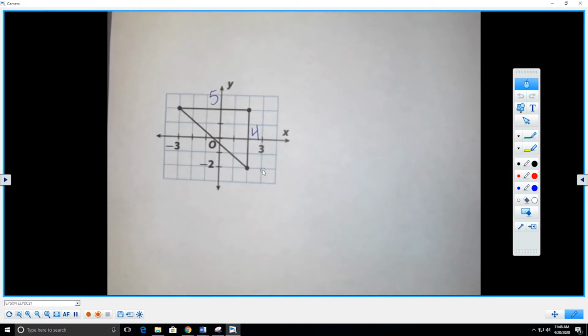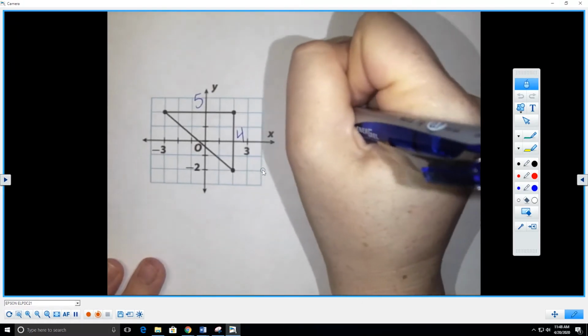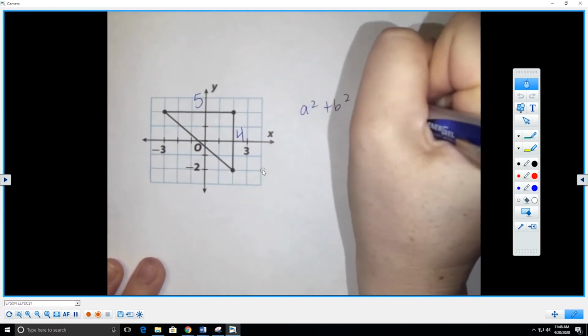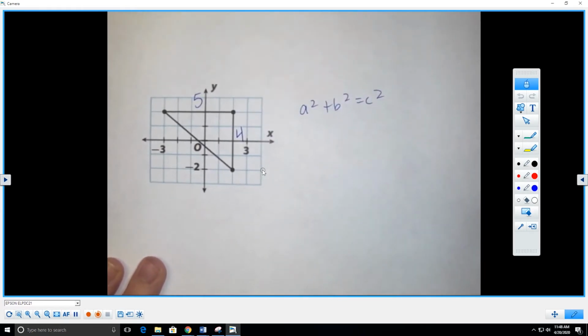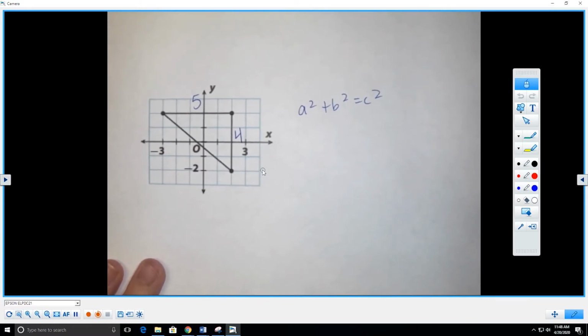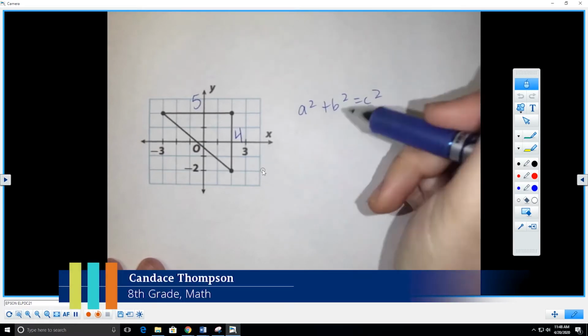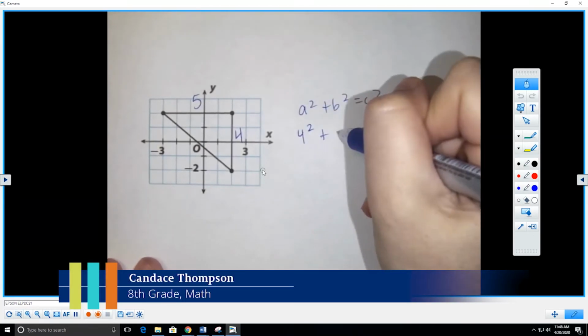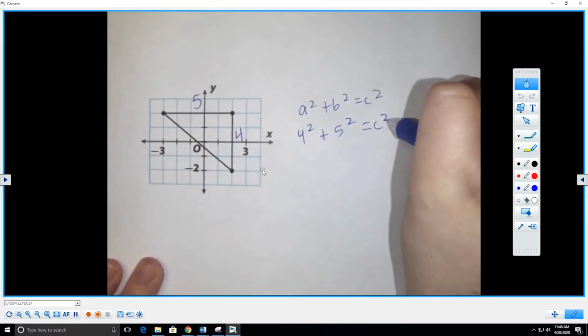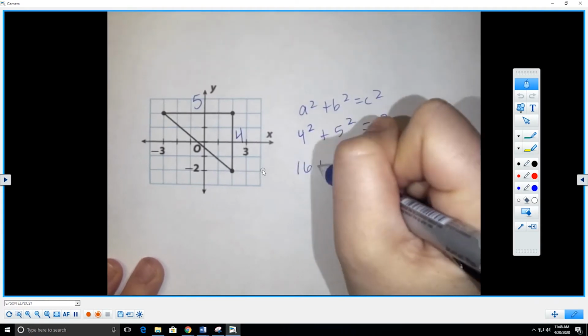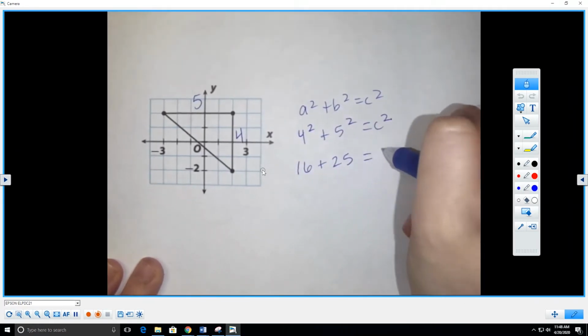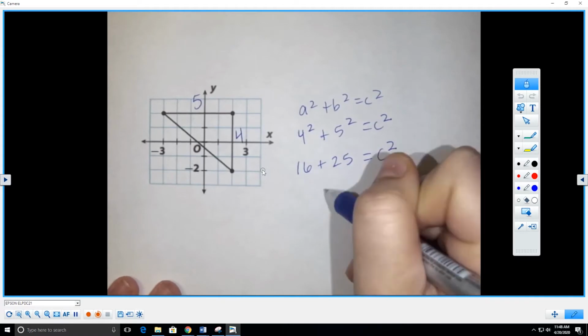Let's give it a try. You follow along with me. So we have a squared plus b squared equals c squared. Substitute in what we know. Remember that we square the numbers first before we add according to the order of operations. So my 2 leg lengths are 4 and 5. So I have 16 plus 25 equals c squared.